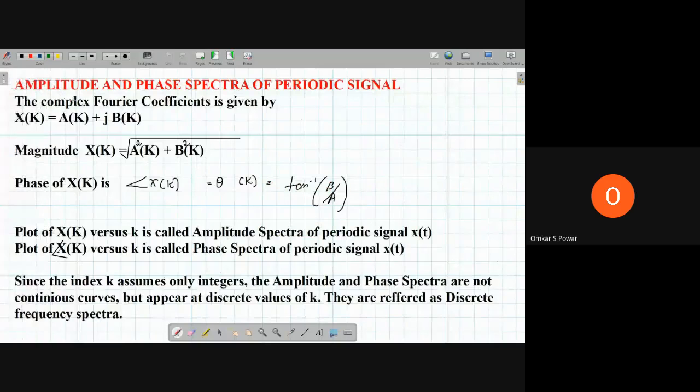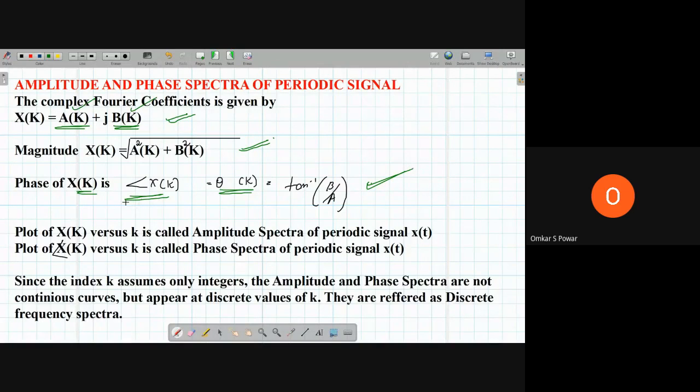Now, amplitude and phase spectra of a periodic signal. We have got our Fourier coefficient, which has a real part and an imaginary part. So X of k is equal to a plus j b. What is the magnitude of this? Simple, root of a squared plus b squared. Then what is the phase? It is nothing but the angle. So theta is equal to tan inverse of b by a. b we know, a we know, so we can calculate theta as tan inverse of b by a.